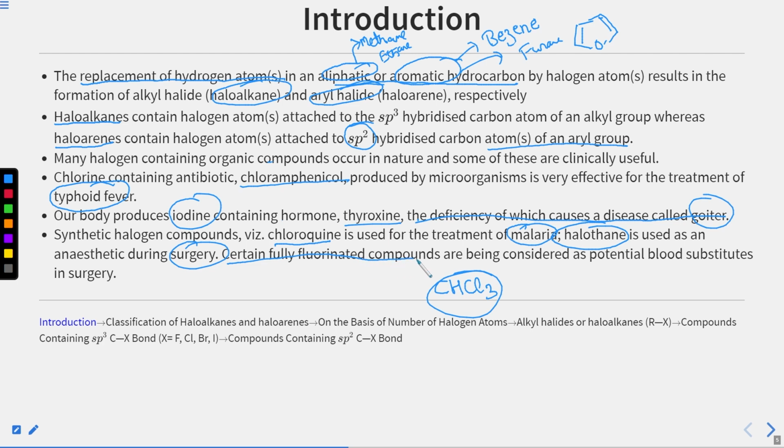Certainly, fluorinated compounds are being considered as potential blood substitutes in surgery. Blood substitute means that in place of blood, we can use these fluorinated compounds. So you can see what a wide application these haloalkanes or haloarenes have in our daily life. I think they are mainly used in our clinical methodologies and for medical purposes. Okay.